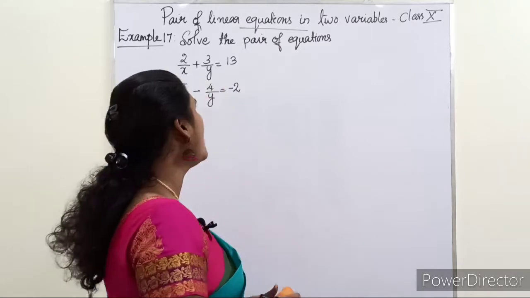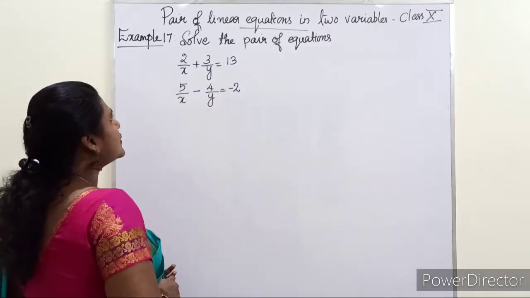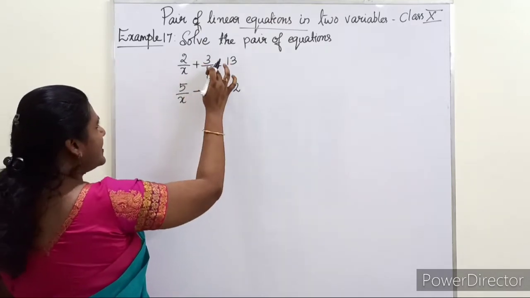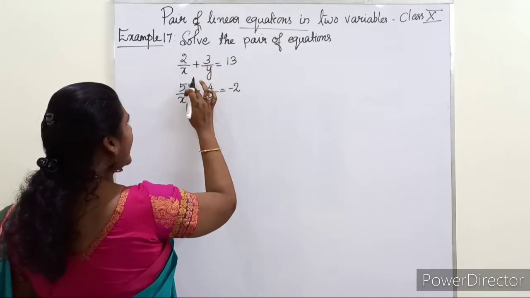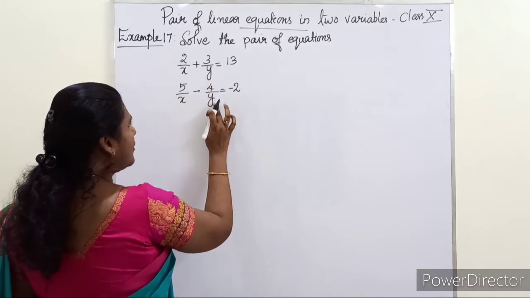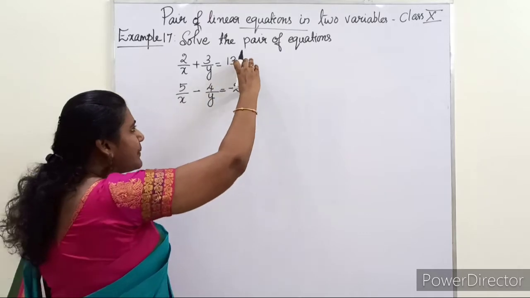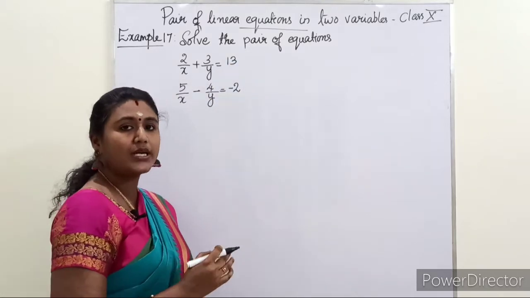We will see now. Example 17, solve the pair of equations 2 by x plus 3 by y is equal to 13, 5 by x minus 4 by y is equal to minus 2. Here if you see, these pair of equations are not linear.